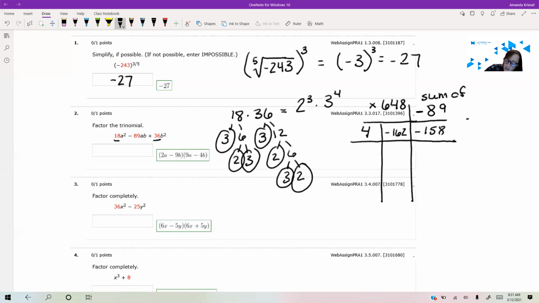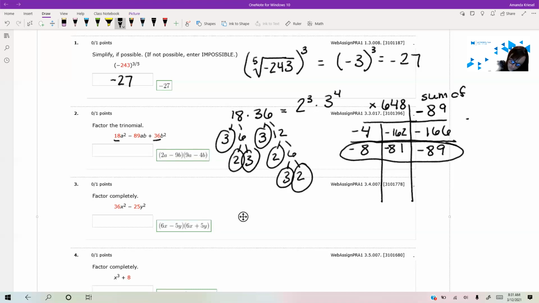So I could do 2 to the third, which is 8, and then 3 to the fourth, 81. That actually does it if I make both of those negative. I realize this is negative 162, so this is going to be a negative 89. So we kind of lucked out that we got it on the second try. That's not always going to happen.